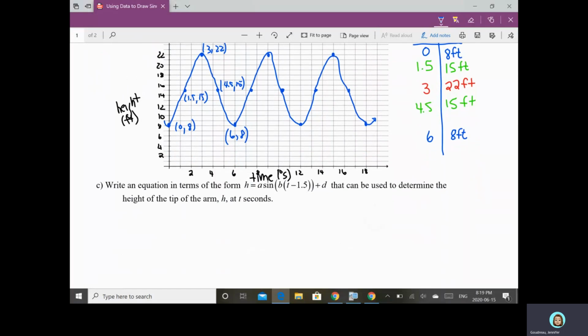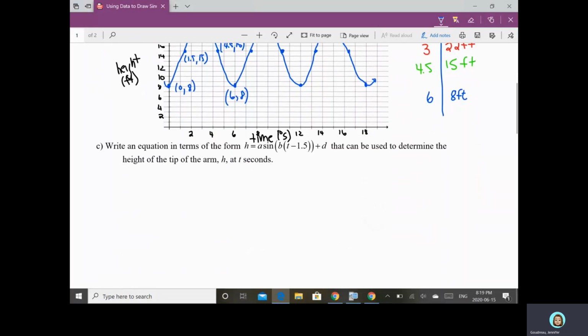Okay, next, write the equation. So you'll remember from 8.4 that our parameters represent specific characteristics of the graph. So A represents the amplitude.